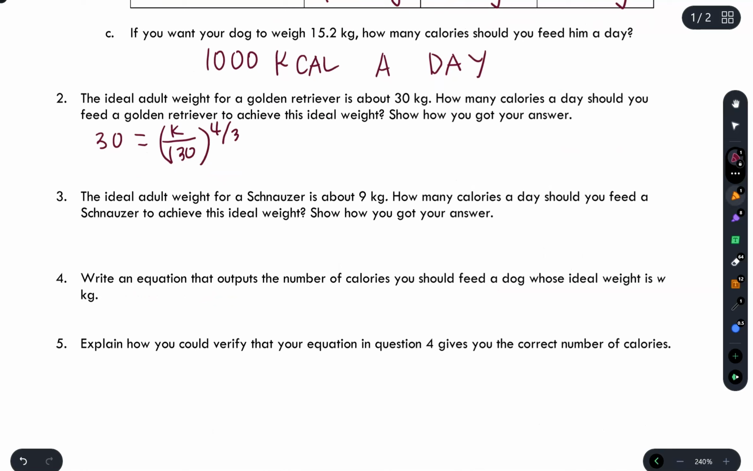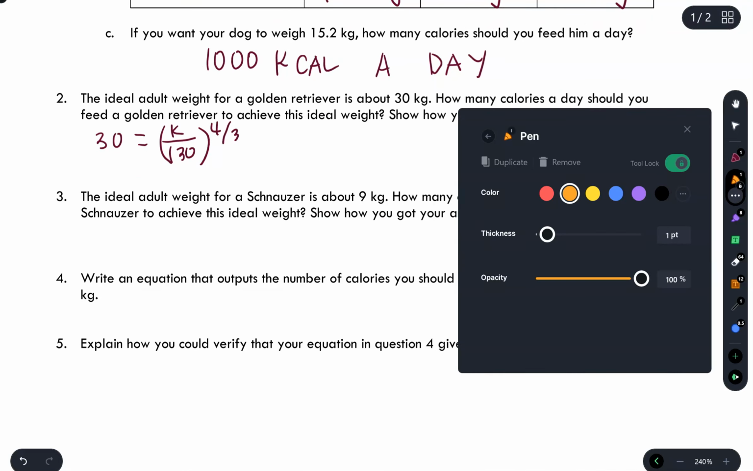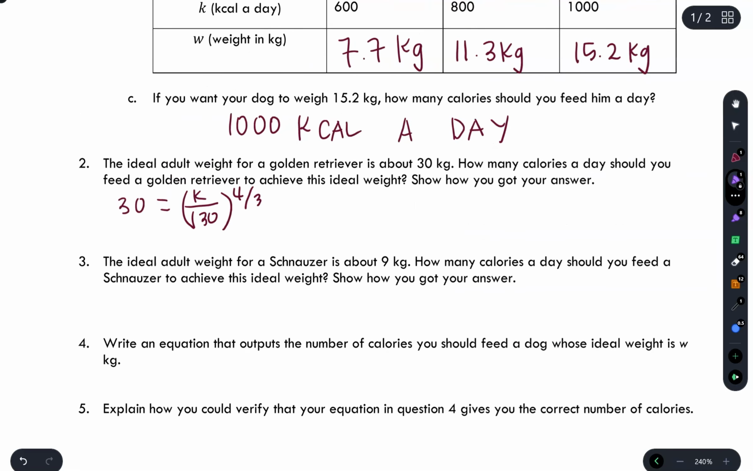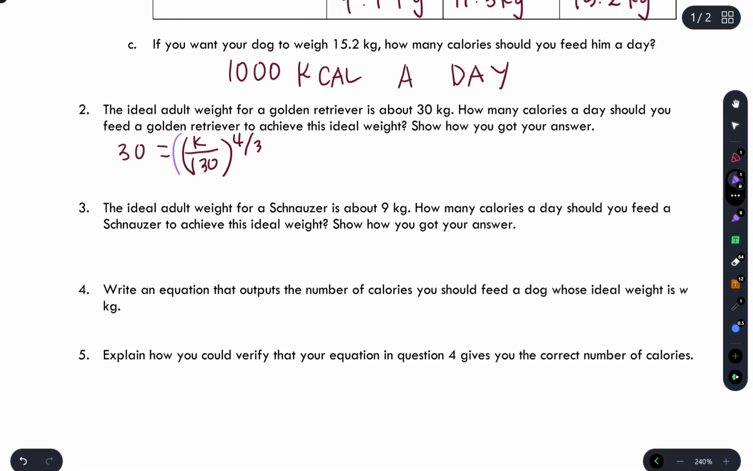So I'm going to do the inverse operations to solve for this. What am I going to do to both sides? I am going to raise each side to the 3/4 power. So that's the opposite of the 4/3. If we had a square, we would take the square root of it. If we had a 1/2 power, we would raise it to the second power. Good.